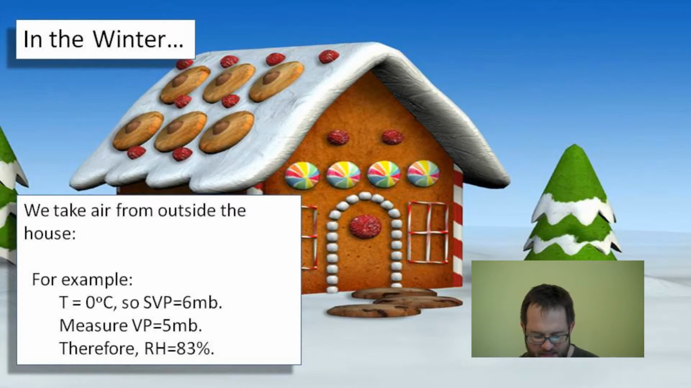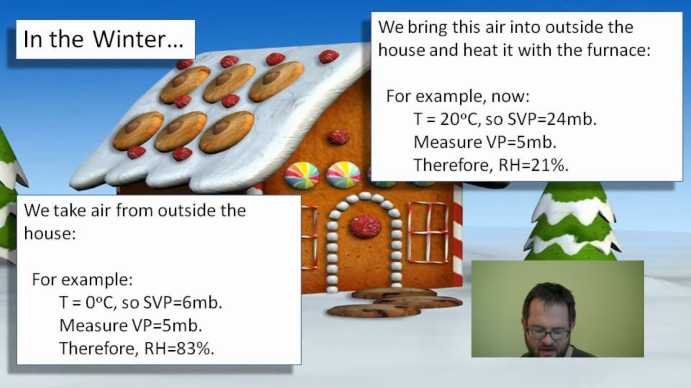Now, suppose we open the door and some of the air from outside comes into your house. Well, inside of your little gingerbread house here, in the winter, you're not going to have the temperature in your house be 0 degrees. You're going to use your furnace to heat it up. So let's say we've heated up that air and it now has a temperature of 20 degrees Celsius. That's like 68 Fahrenheit. That seems reasonable in the winter. We use our graph of the Clausius-Clapeyron equation to determine that the saturation vapor pressure, the amount of water vapor the air could be holding at the present time, is 24 millibars.